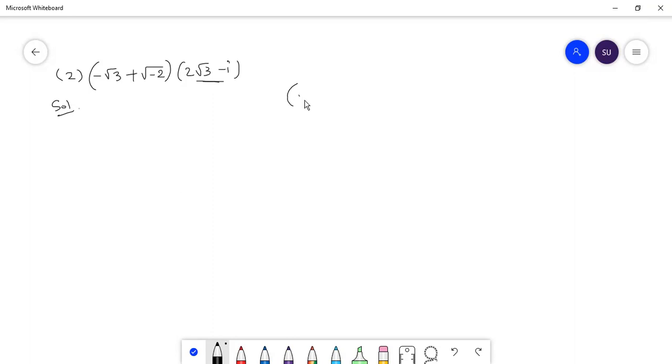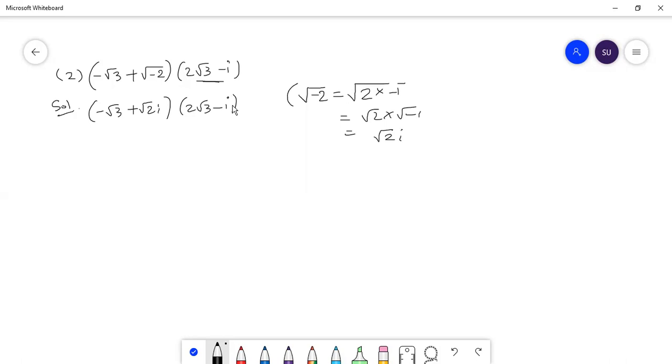First check what is the square root of minus 2. Now it can be written as 2 into minus 1, correct, which is equal to root 2 into root of minus 1. But we know that root of minus 1 is i, that's why it is root 2 i. So now you can write it as (minus root 3 plus root 2 i) into (2 root 3 minus i). Now it becomes a normal multiplication problem.